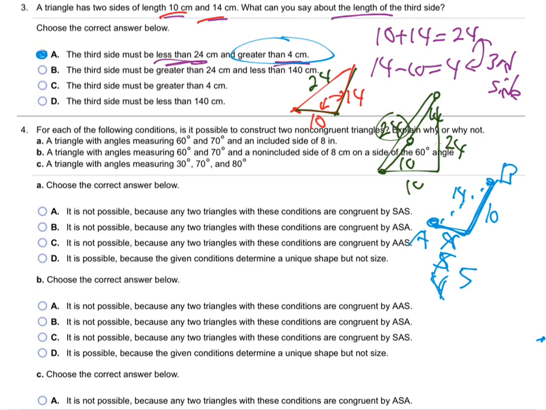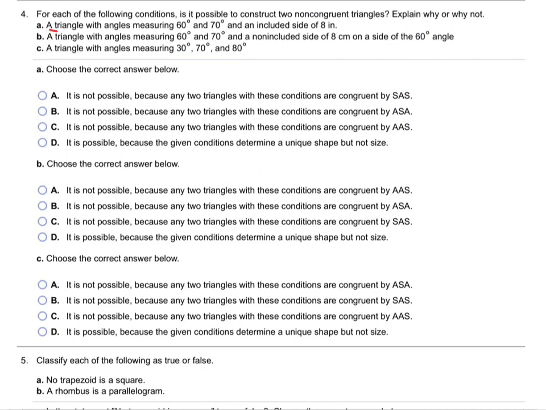All right, number 4. So they're going to ask us for some different questions here. The first one is a triangle with angles measuring 60, 70, and an included side of 8. So we have a triangle, 60 degrees, 70 degrees, and a side between them that's 8. So if you have another triangle that's 60, 70, and 8, can those be two different triangles, or do those have to be identical?